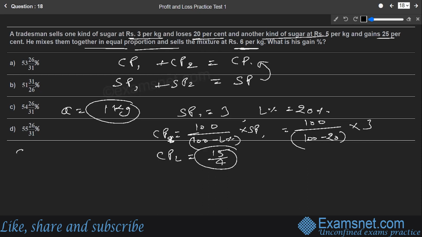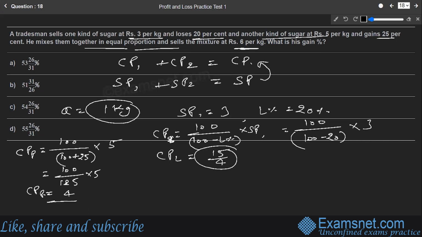Now let us find out the cost price in the other case where the profit has occurred of 25%. So cost price of the profit case will be again the same equation, 100 divided by 100 plus profit percent this time. Profit percent is 25 and into the selling price. Selling price of the next deal is 5 rupees. So this is coming out to be 100 by 125 into 5. If you solve this, this gives you exactly 4. That is 4 by 5 into 5 is exactly 4. So cost price in terms of the profit case is 4.